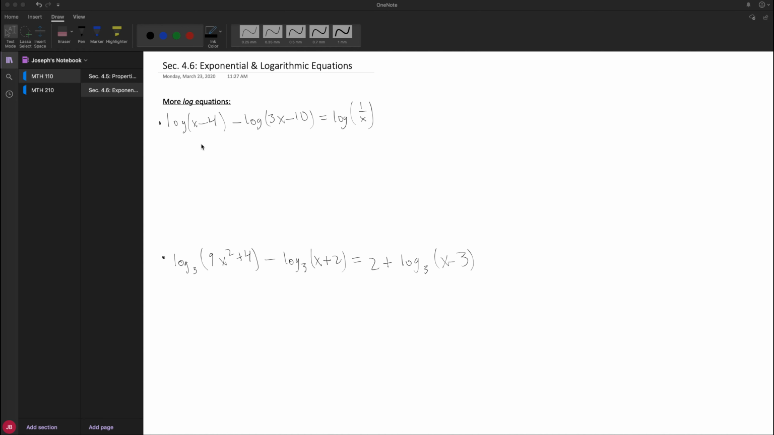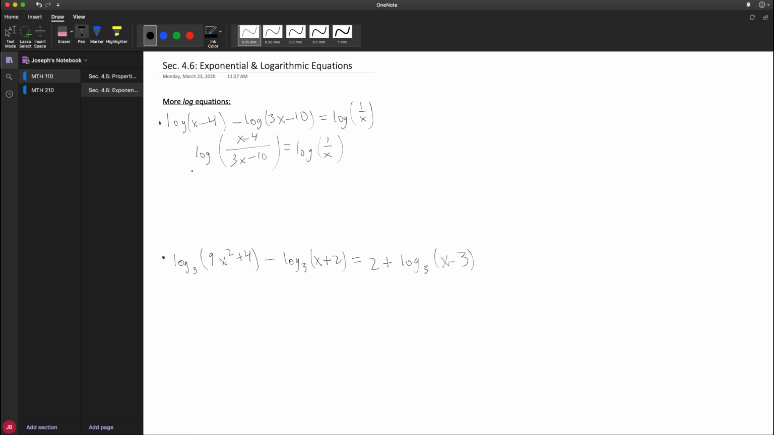We're first going to start off by solving more log equations. You'll notice that we have a log, which is the common logarithm or the base 10 logarithm, on both sides. So just like last section, what we're going to do is recombine the left-hand side into a single logarithm. This is the log of (x minus 4) over (3x minus 10) equals the log of 1 over x.